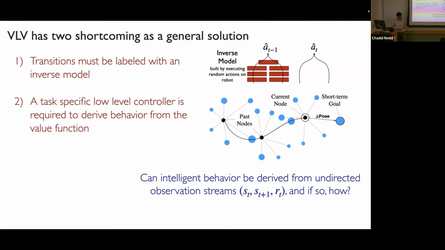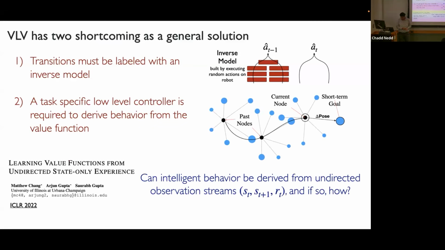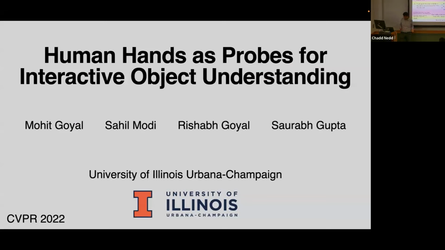So there are these two limitations, and you can think of this machine learning question purely, which is, can you infer intelligent behavior purely from undirected observation streams, S_t, S_{t+1}, R_t, and if so, how? We have some work on this at IQ, which I'm not going to talk more about, the result is not very exciting. I'm going to instead shift and talk about manipulation. How can we leverage the same machinery for doing manipulation tasks?